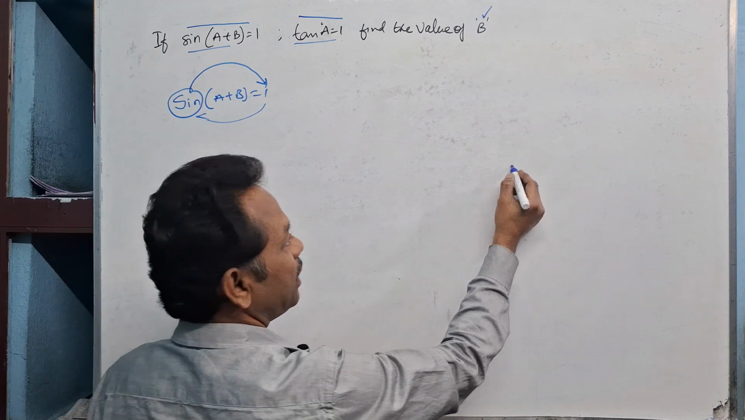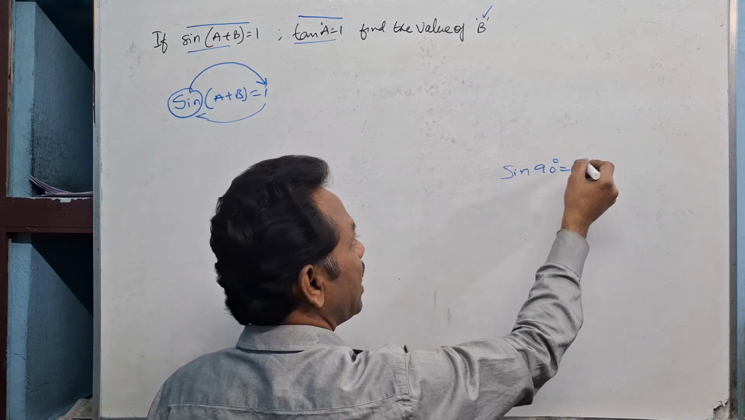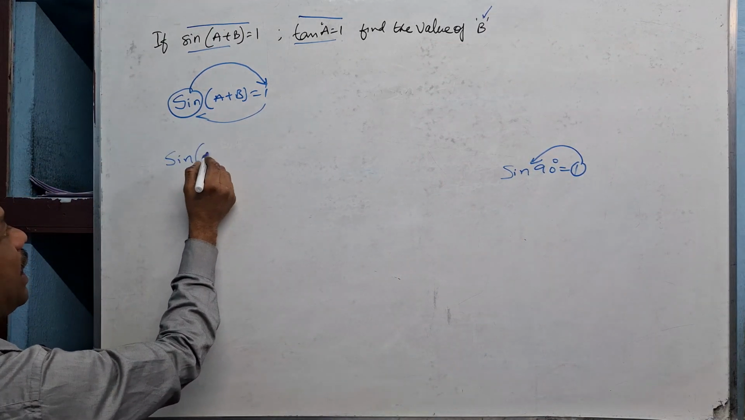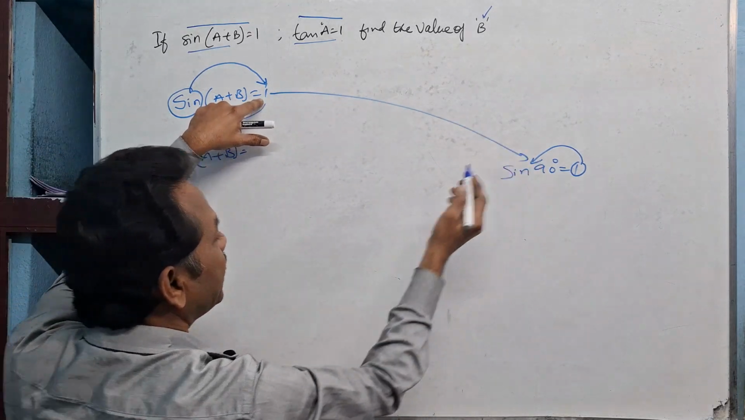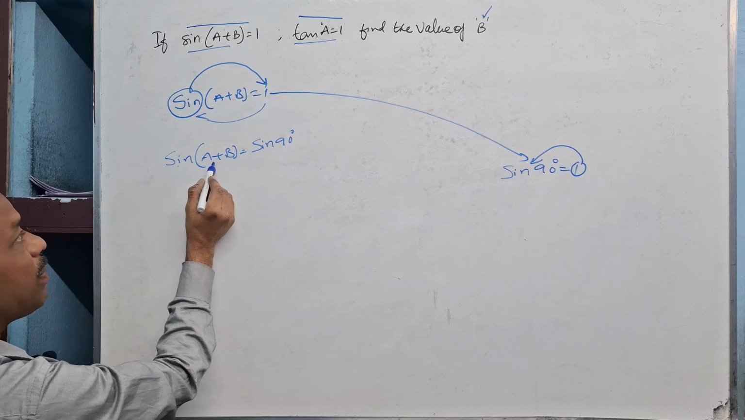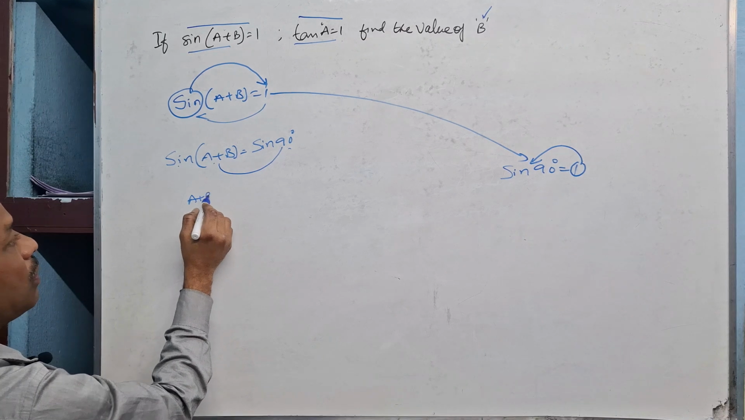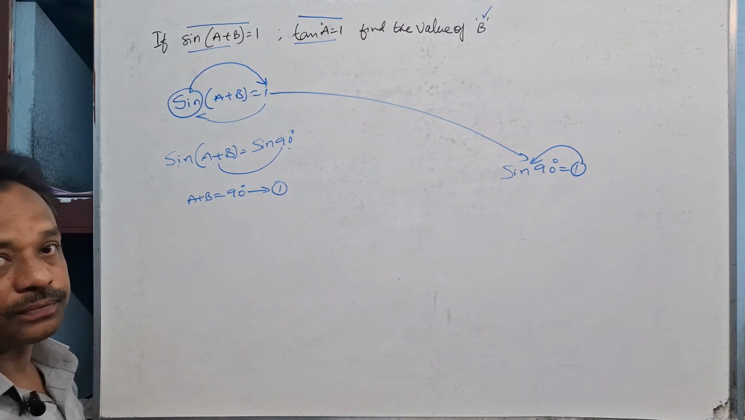So already we know that sin 90 degrees equal to 1. So in the place of 1, I can take sin 90. So this can be written as sin(A + B) equal to sin 90. So therefore I can say my A + B equal to 90 degrees. Let me take it as equation 1.